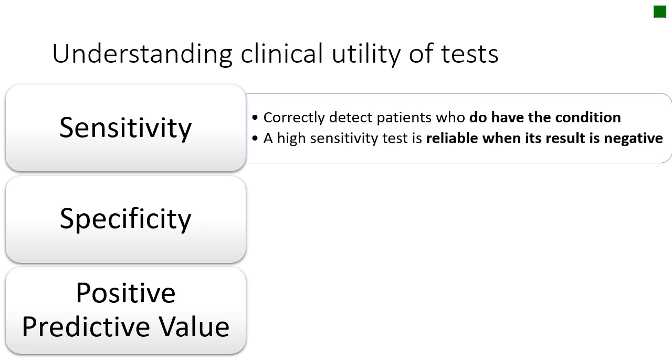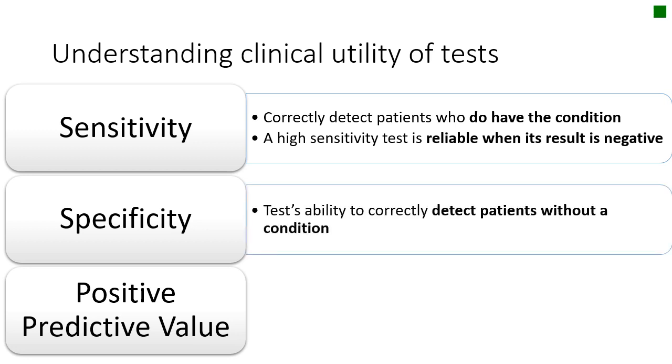That brings us to the next term, specificity. This is the ability to correctly detect patients without a condition. That means if you have a population of 100 people who go for the test, and those 100 are not having any disease, 100 healthy people, and when they are tested, 96% give a negative result, then we say it has a 96% specificity. Just keep this in mind because we'll be discussing this when it comes to this particular case.